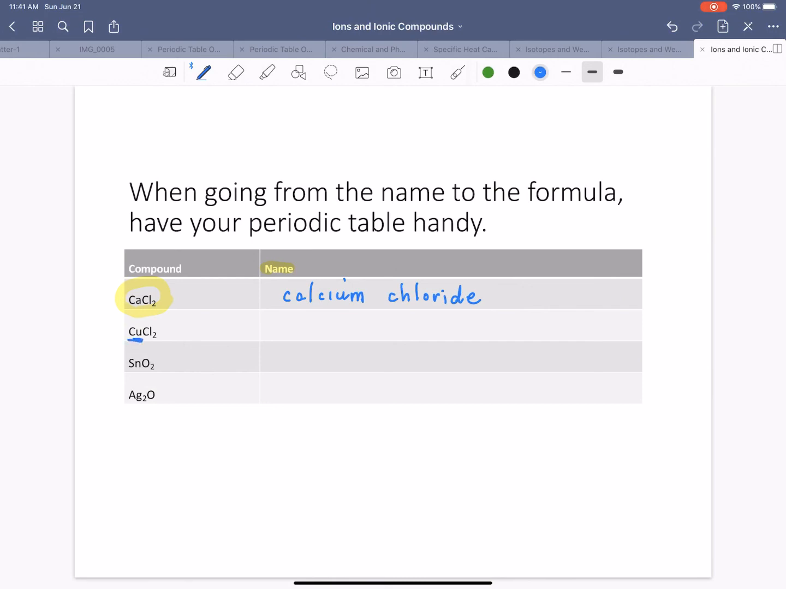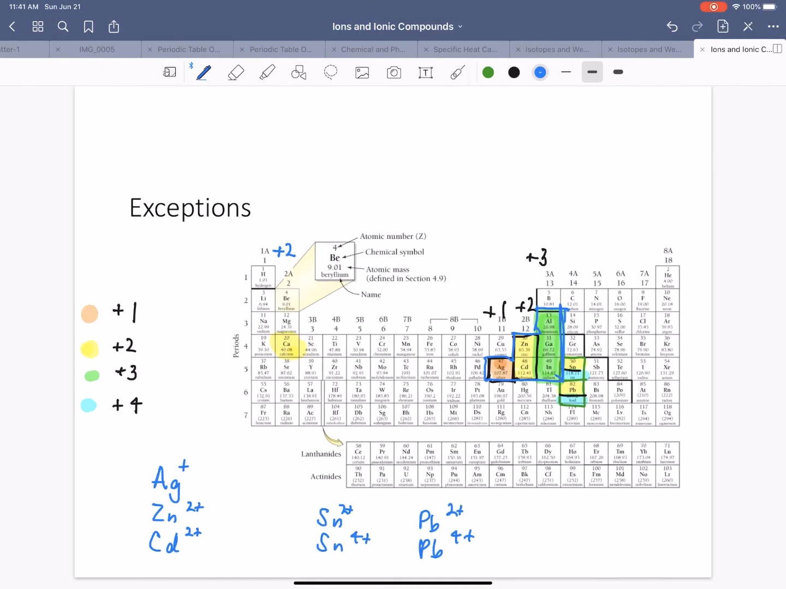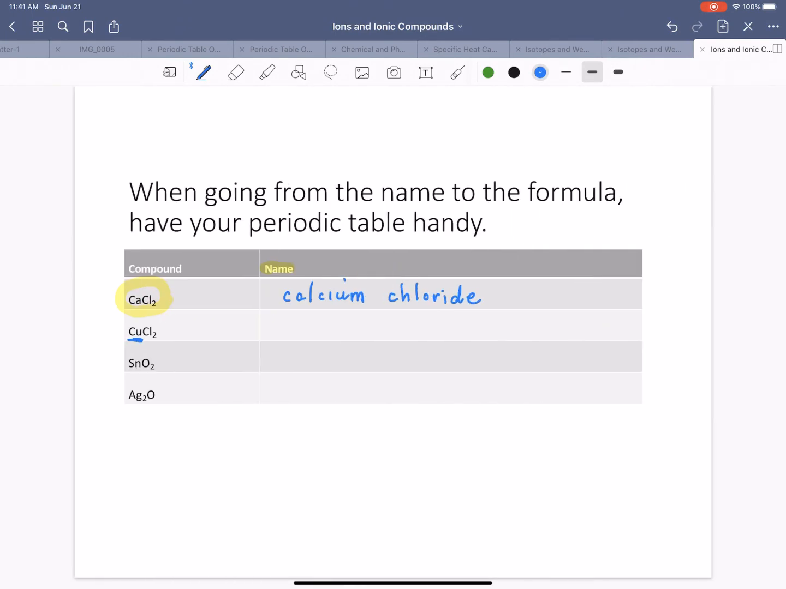Here we have copper. We check our periodic table and recognize that copper does have charge choices. The choices are 1 and 2. Which one do we have here? Well, this must be copper 2 because there's 2 -1 chlorides, and it needs to add to 0. So this one is copper 2 chloride.